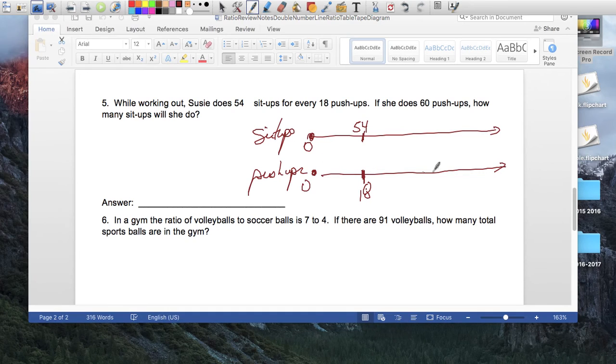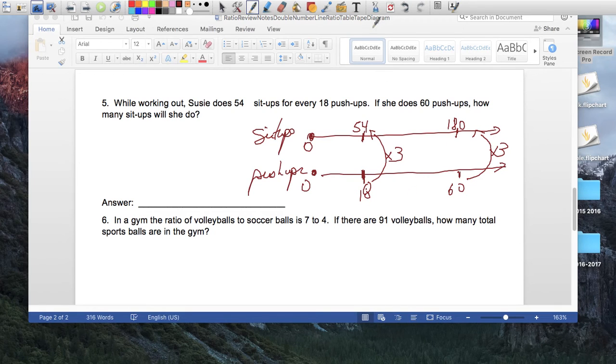And then what happens when she does 60 push-ups? So 60 push-ups about here. How many sit-ups would she have to do? Is there a relationship from 18 to 60? Nothing multiplied times 18 that I know of gives me 60. Look up and down. How about going across? How does 18 become a 54? Is there a relationship? Yes, there is. It's times 3. So over here, I can use a times 3 relationship too, giving me 180.